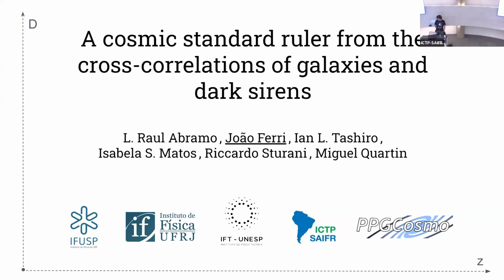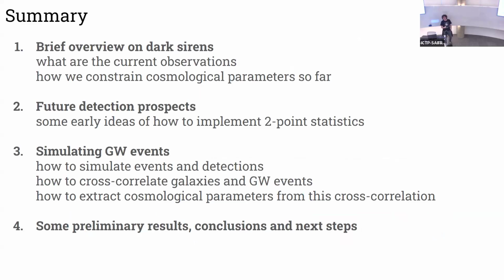Just as a quick summary of the talk, I will briefly talk about dark sirens, what they are, what the current observations are, and how we constrain, most importantly, the Hubble parameter, the Hubble constant with these observations. And I will briefly talk about future detection prospects, and some early ideas of how people are trying to do 2-point statistics with these future catalogs.